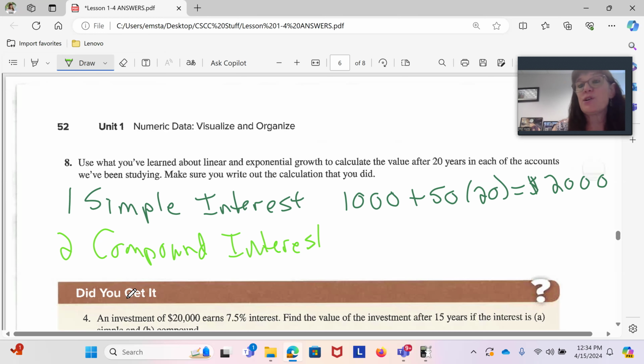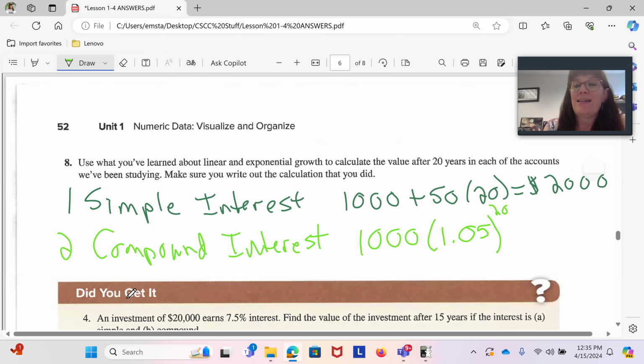And we're going to use our compound interest formula. That's where you take the initial amount invested, the $1,000, times the growth factor. Now it was 5% interest, so my growth factor is going to be 1.05. You are keeping 100% of your money that you invested, and then you're gaining an extra 5%. And then we're going to raise that to the 20th power.